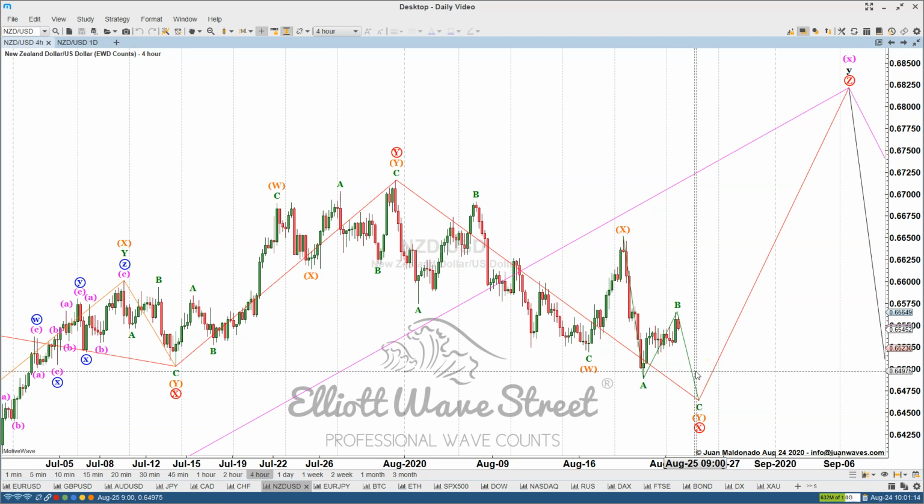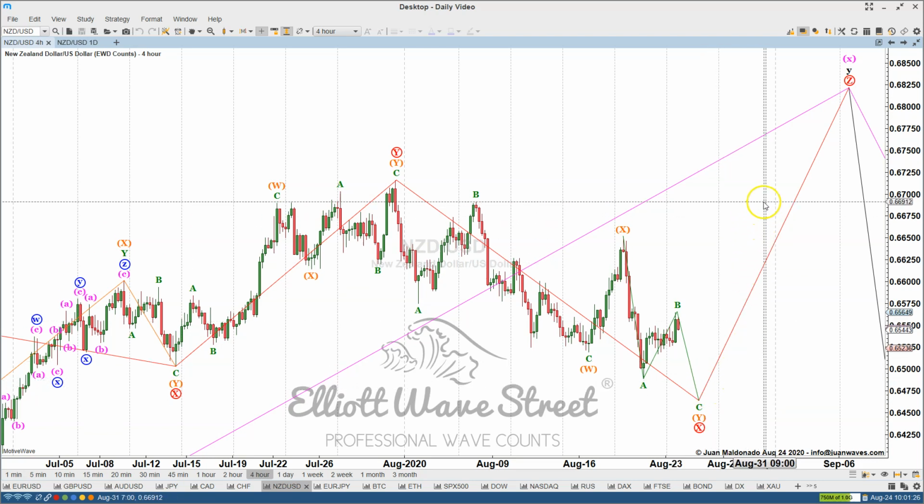That will be it for me. A small day trade with a tiny stop loss. And then the main trade, the one that I'm going to share with my clients on the membership, is going to be the swing trade in order to get into the trade to the upside to buy the New Zealand dollar.